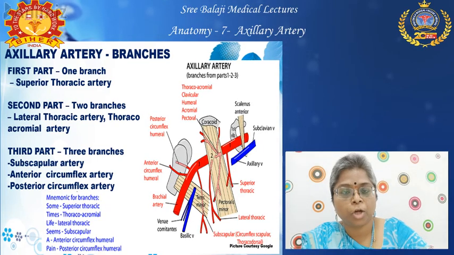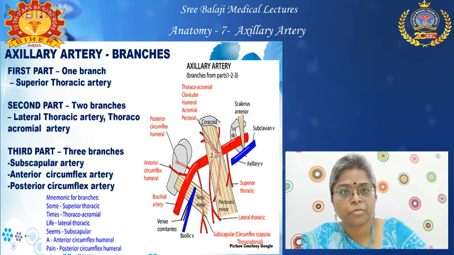To summarize on the topic, axillary artery is a continuation of subclavian artery. It continues from the lower border of teres major muscle as brachial artery. It is divided into three parts by the pectoralis minor muscle.